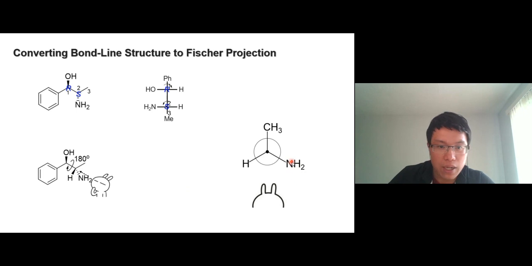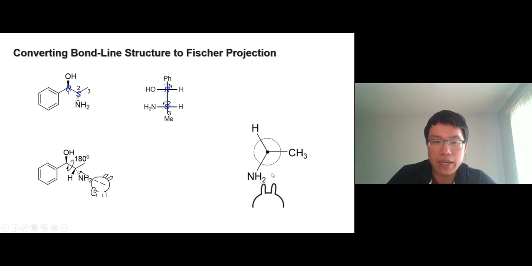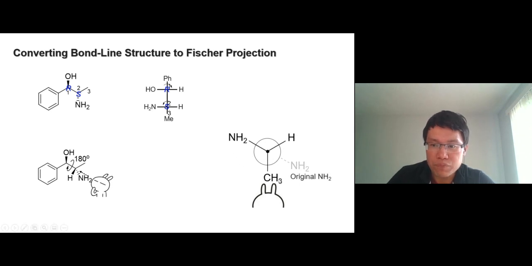So I'm going to turn nitrogen right here to the left side. I'm going to show you. Just want to show you. All right, 180, that's 90 degrees. Go to 180. All right. That's the original nitrogen there. It's a new nitrogen that got turned right there, right?